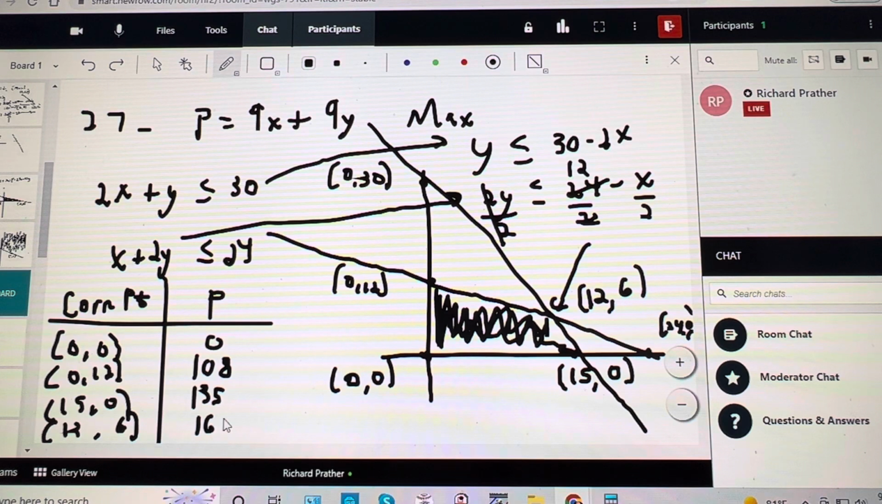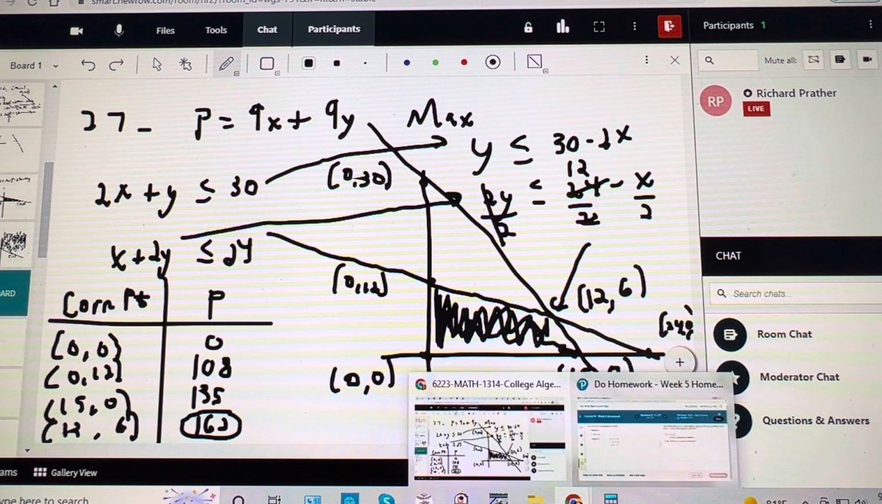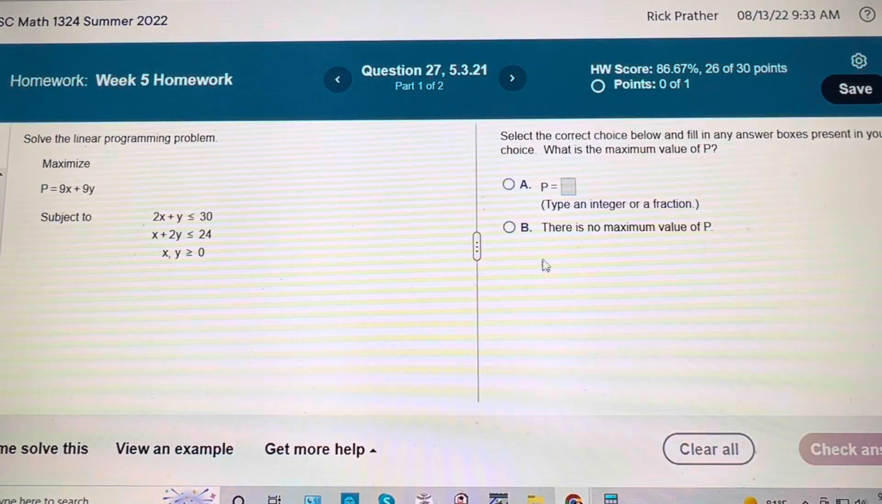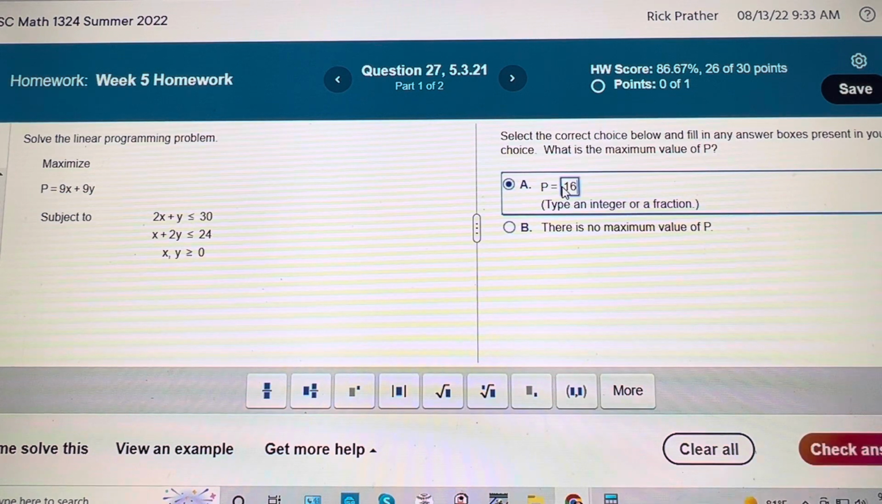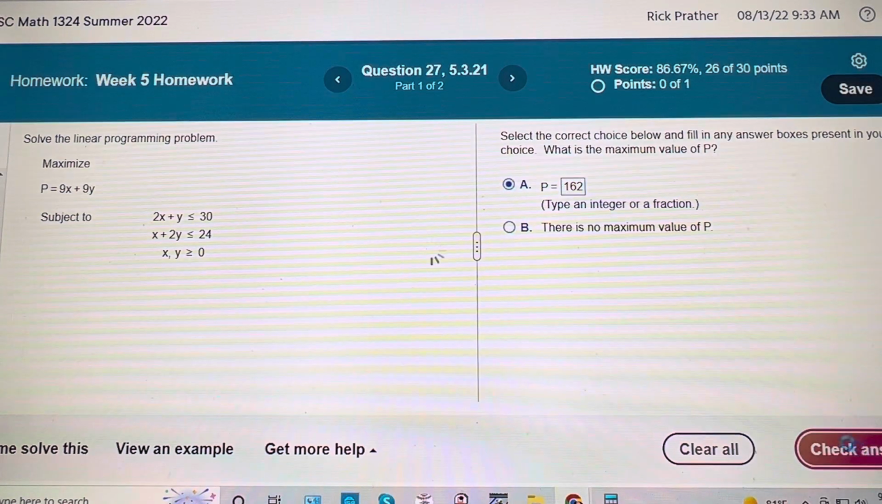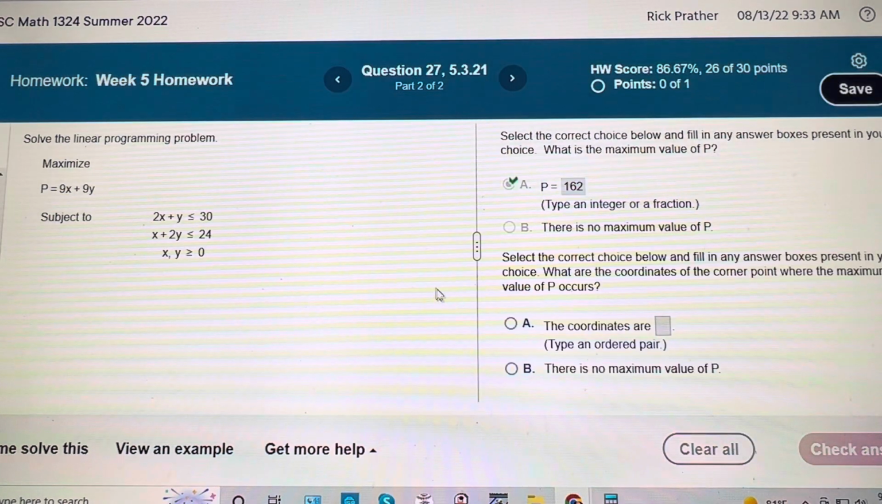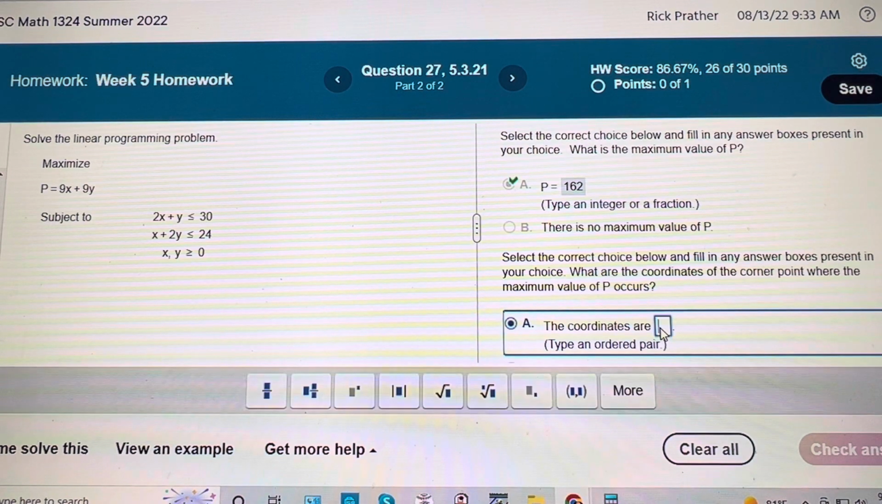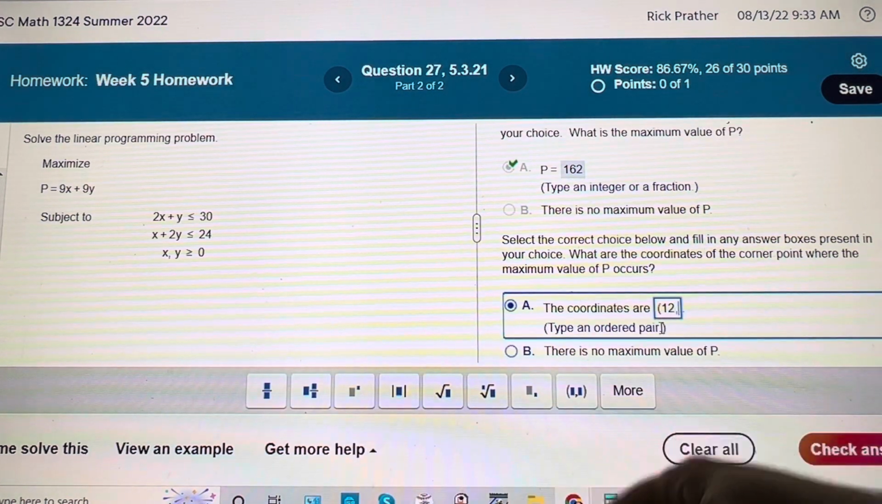So we can maximize our profit of 162 units if we make 12 of the first item and 6 of the second. Make 12 pencils and 6 pens, and you'll maximize your profits of $162, for example. So 162 is the maximum profit. And it occurred at the coordinate 12, 6, which was the hardest corner point to find.